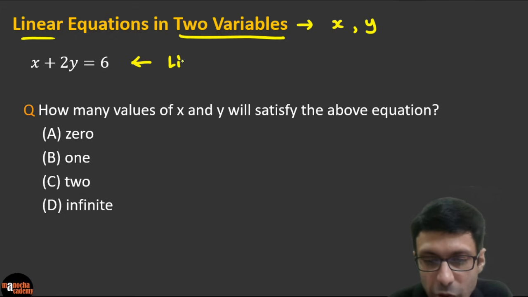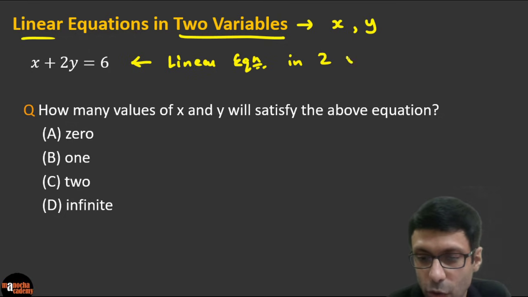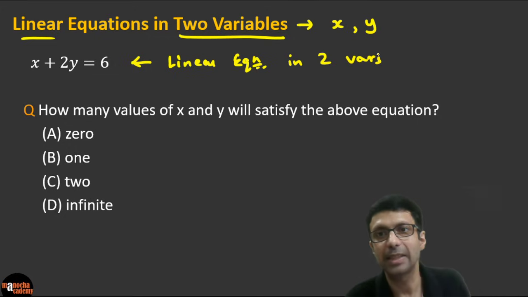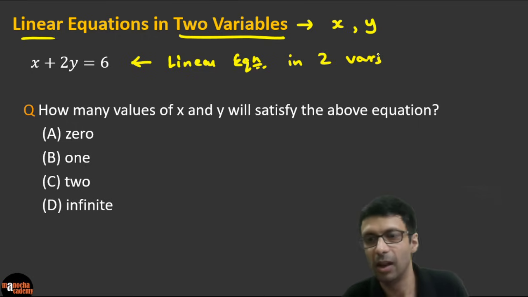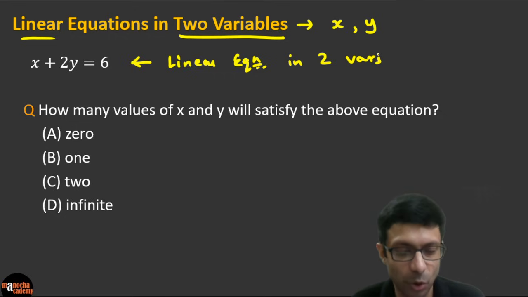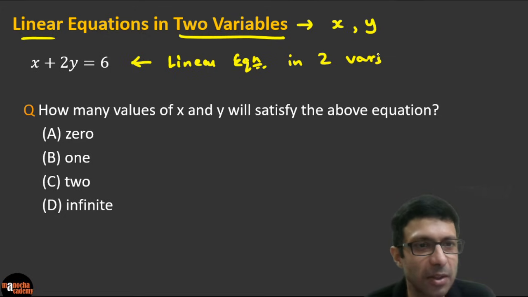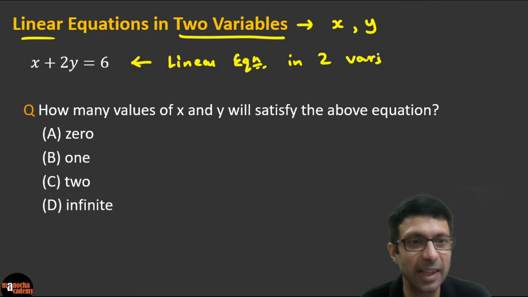So, linear equation in two variables. Now can you tell me how many values of x and y will satisfy the above equation? Is it 0, 1, 2 or infinite? What do you guys think? Come on, I want all of you to try here. So take a look at the equation. How many values do you think will satisfy this equation? I'm seeing answers infinite, A, B. Come on guys, C, decide.